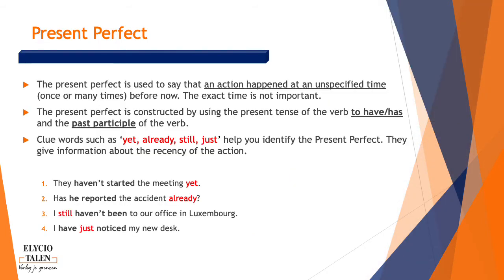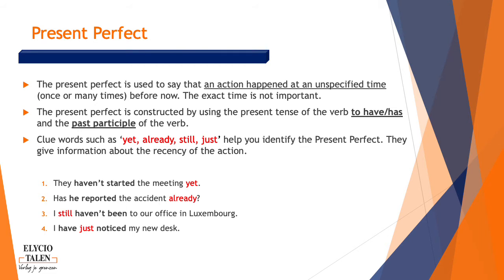The present perfect, however, is used to say that an action happened at an unspecified time before now. The exact time is not important to us, and it is constructed by using the present tense of the verb to have, have or has, and the past participle of the verb. Thus, we need to learn the past participle form of the verbs that we have to use.